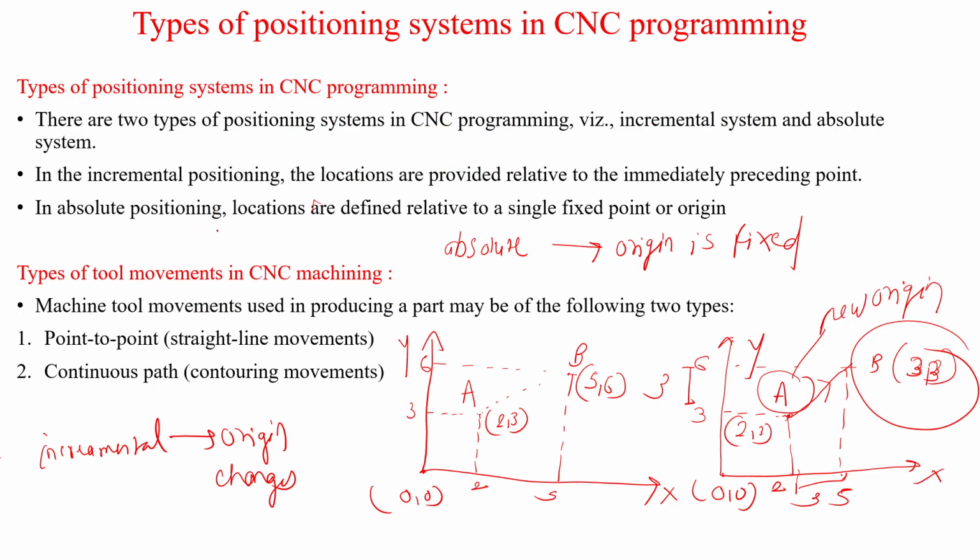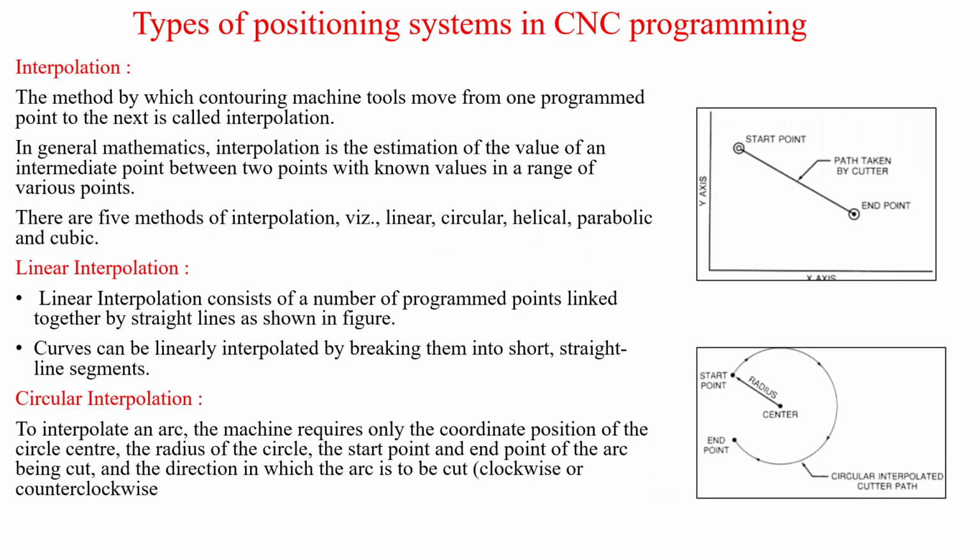Okay, point to point means moving in a linear straight line, and continuous path means moving on a curve or on some circle. Okay. Now we will see what is interpolation.